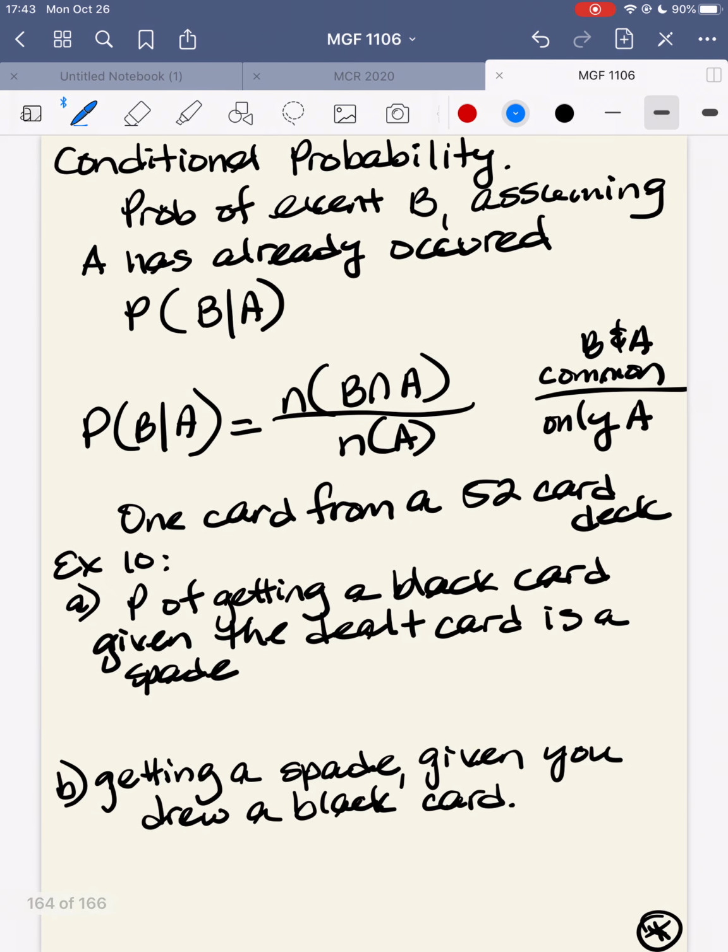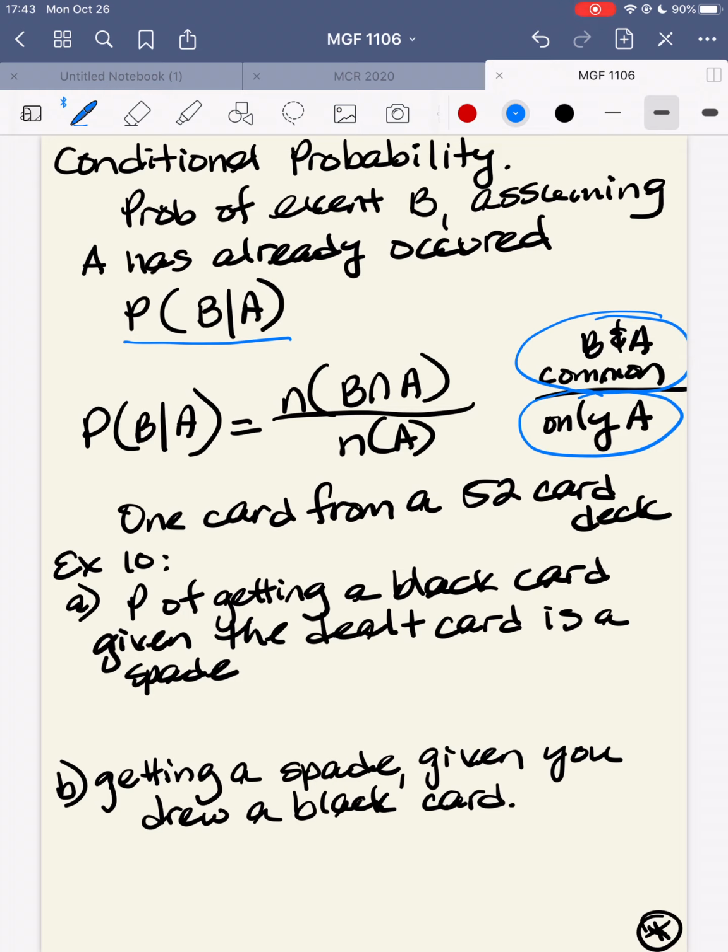All right, conditional probability. The probability of event B happening, assuming that A has already occurred. These are intertwined together. The formula, this is the probability of B assuming A has occurred, is the number of things that B and A have in common over the outcomes of A.